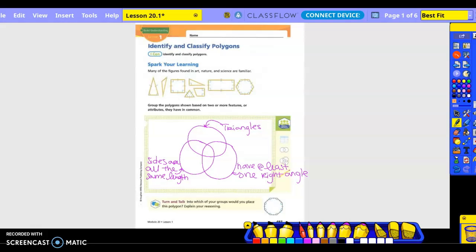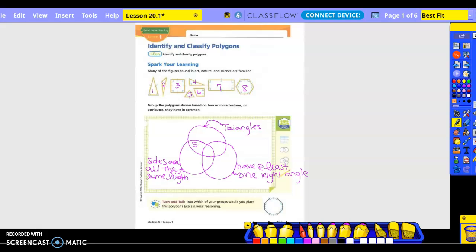Okay, so they redrew the pictures. We're just going to number them. We're going to call this 1, 2, 3, 4, 5, 6, 7, 8. Which ones are triangles? Now of those, do any of them have all the same length? 5. So we're going to put that right here because it's a triangle and also has the same length, in that overlapping section. Does that make sense?